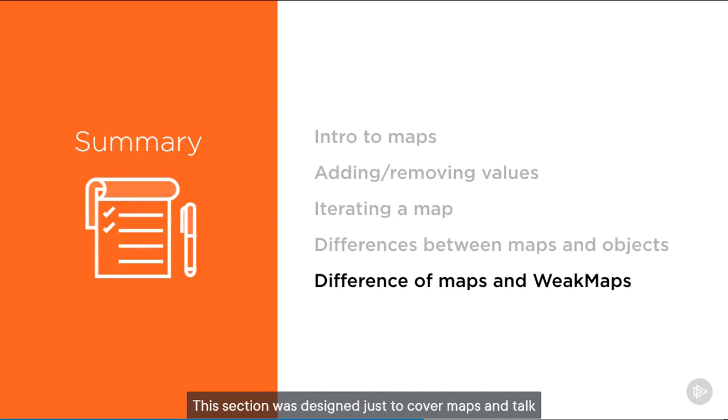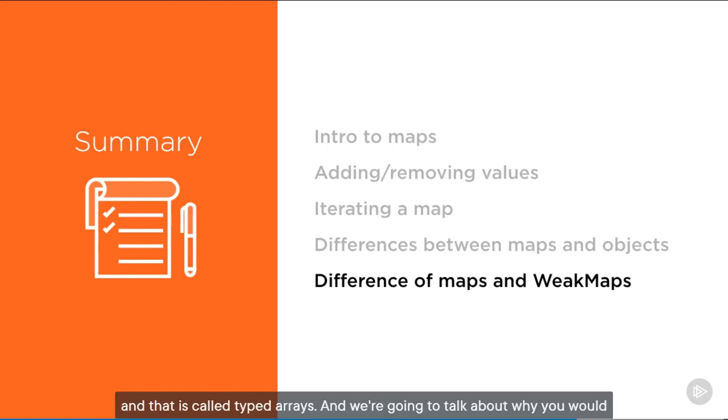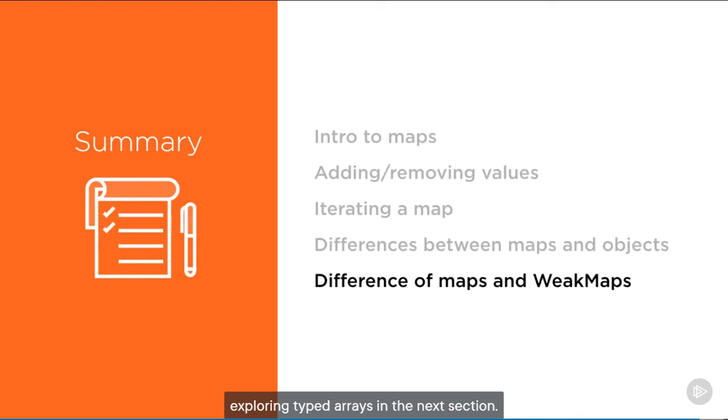This section was designed just to cover maps and talk about some of the benefits of maps. In the next section, we're going to go back to arrays, but to a specific type of array, and that is called typed arrays. We're going to talk about why you would want to use typed arrays, what typed arrays are used for, and start exploring typed arrays in the next section.